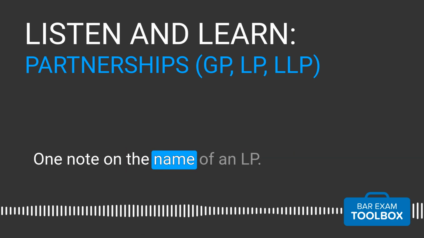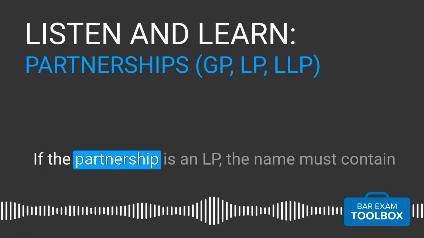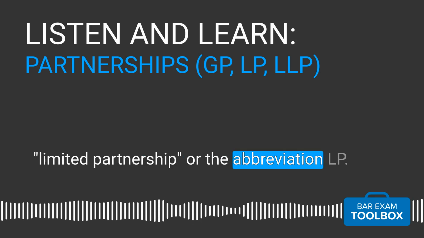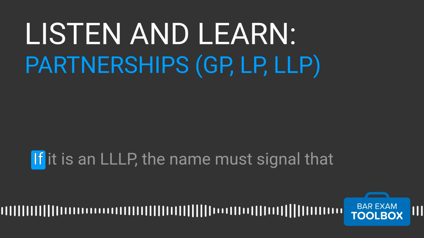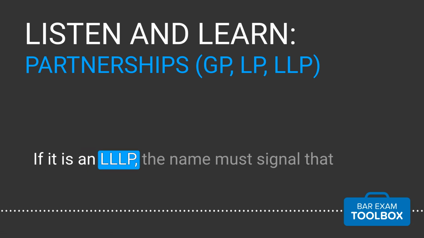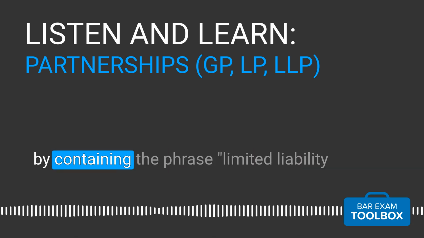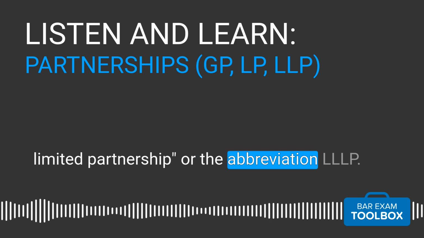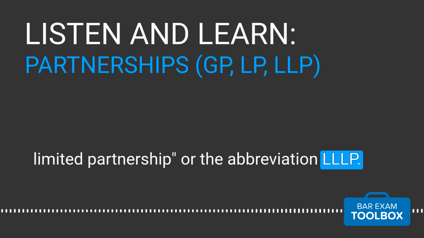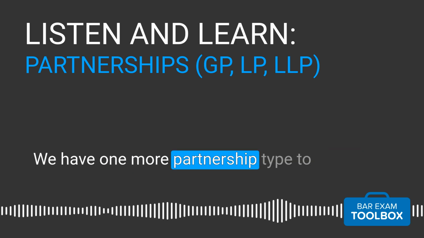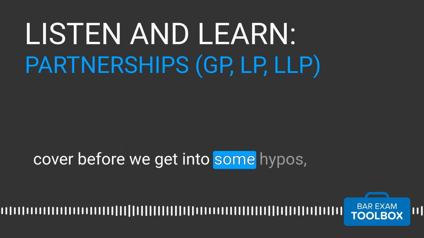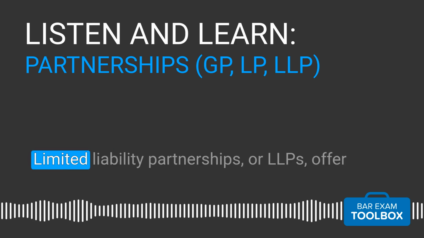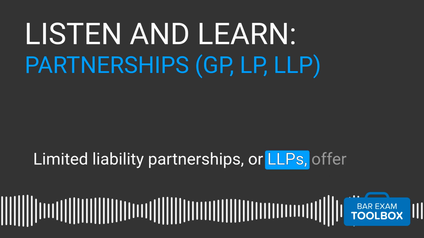One note on the name of an LP. If the partnership is an LP, the name must contain limited partnership or the abbreviation LP. If it is an LLLP, the name must signal that by containing the phrase limited liability limited partnership, or the abbreviation LLLP. We have one more partnership type to cover before we get into some hypos, and that is limited liability partnership.